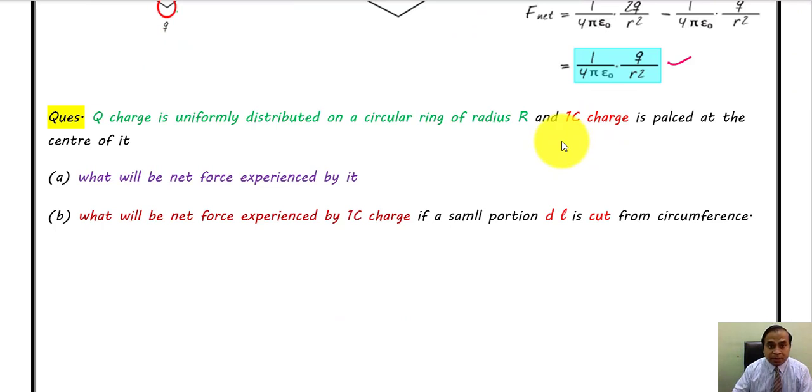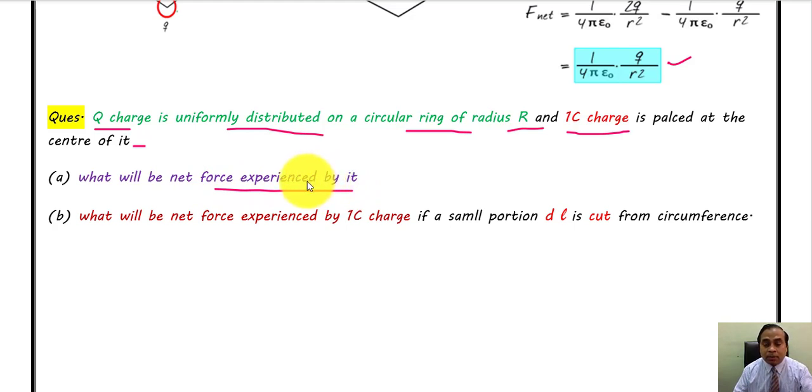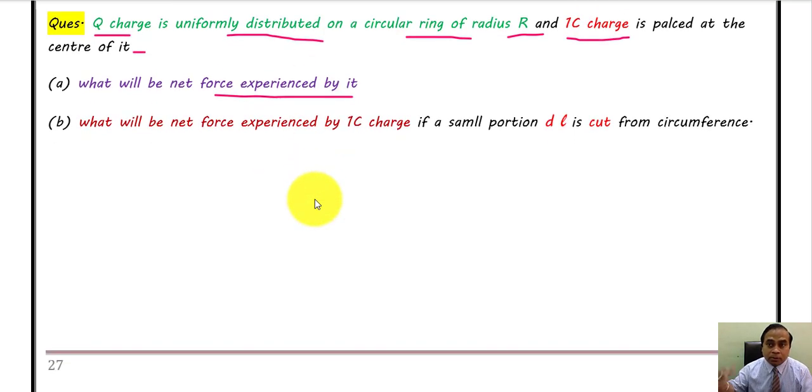Now let us continue with the next question. A charge capital Q is uniformly distributed on a circular ring of radius capital R, and 1 coulomb charge is placed at its center. Then what is the net force experienced by it? This portion we have already done. You remember when I was discussing how we can apply Coulomb's law only by making the charges point charges. So the whole ring was cut into many parts, and then the answer was coming 0. If you have not gone through it, go through the previous lecture series, you will find it there.